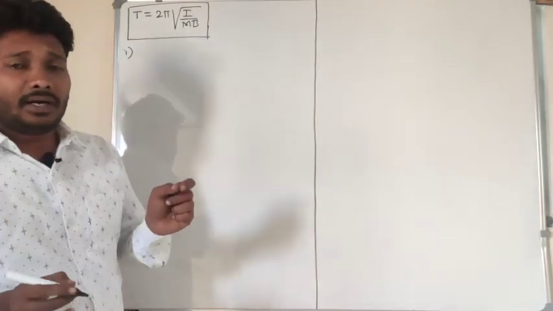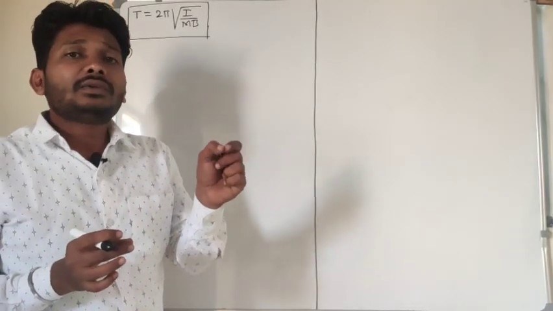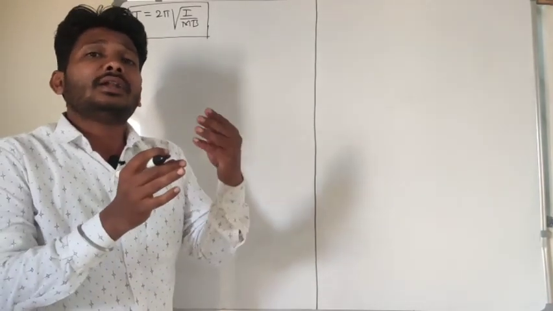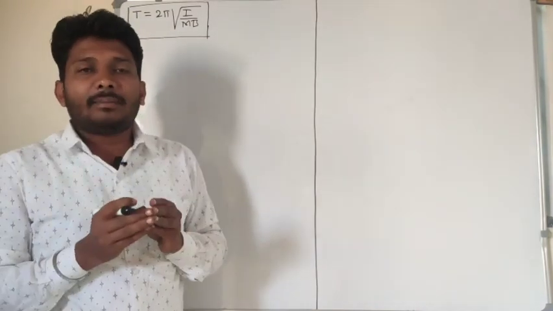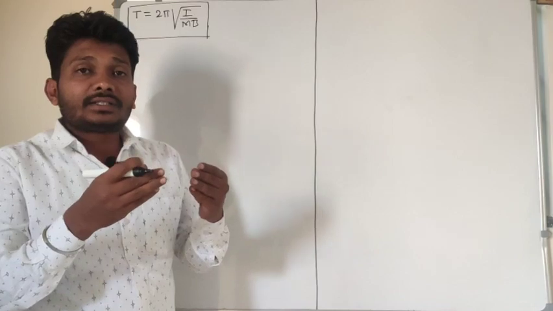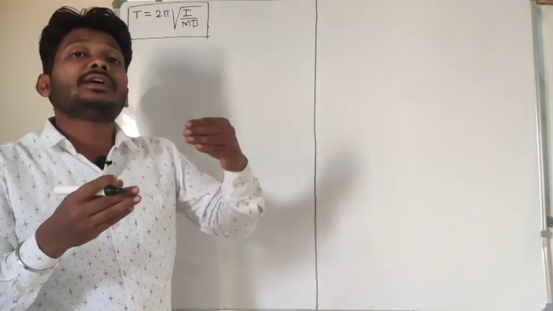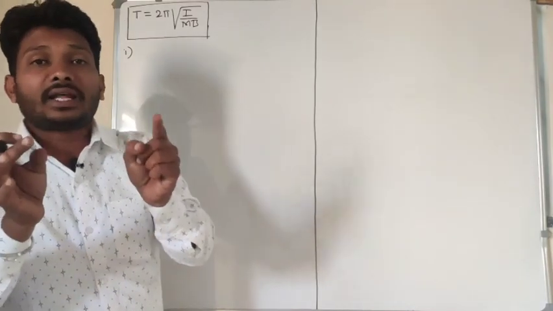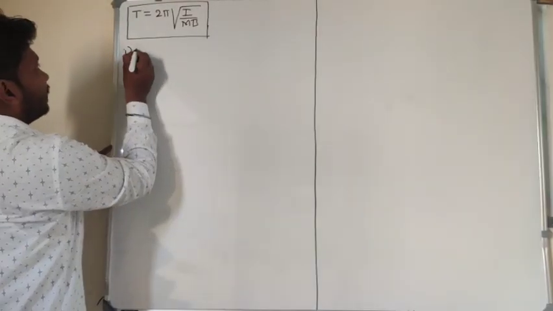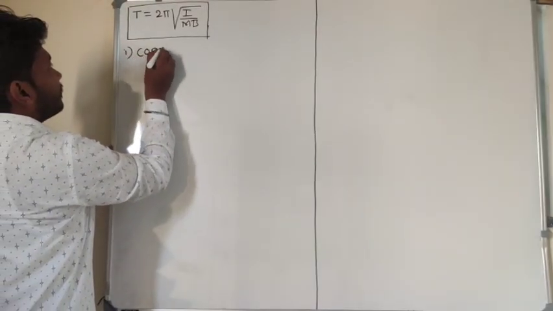I will take one bar magnet or magnetic needle. That magnetic needle is oscillating in a uniform magnetic field, right? Another identical magnet I will take. That magnetic needle is also oscillating in the same magnetic field. Then the ratio of their time periods I can consider. Look at here.